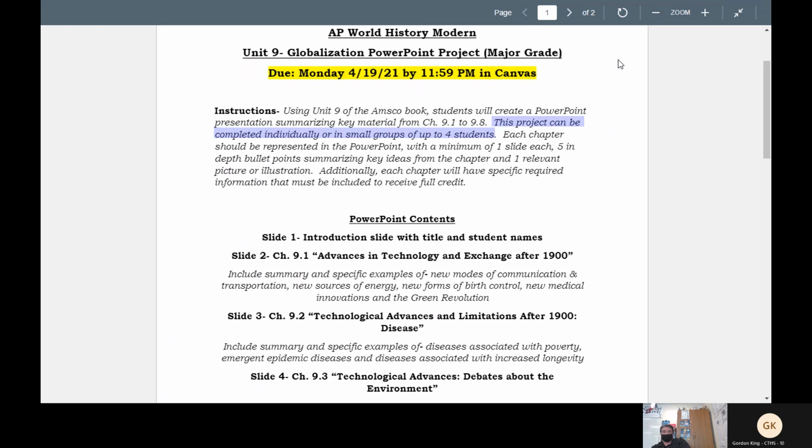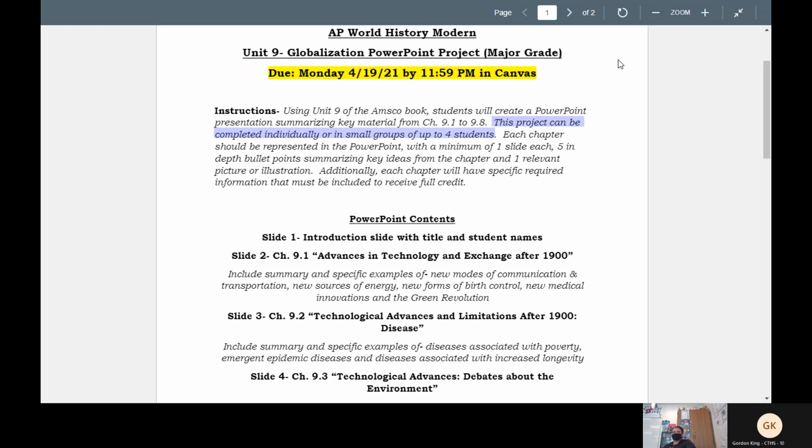5 in-depth PowerPoint or bullet points, summarizing key ideas from the chapter in 1 relevant picture or illustration. So for each chapter I'm going to go over, you need at least 1 slide, at least 5 bullet points, and 1 picture that goes with it. It can be more than 1 slide. Okay, you may want to do 3, 4 slides on a chapter, but I need at least 1 slide that kind of hits up on those areas.